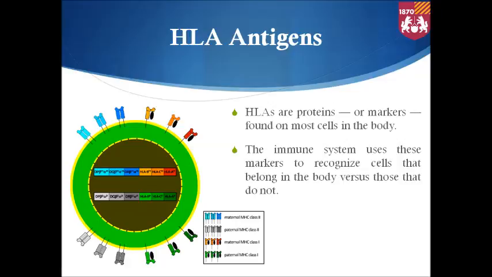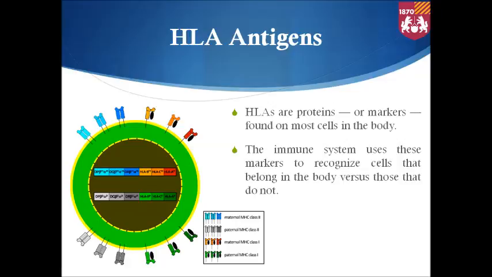This cartoon basically represents our cells, and our cells have surface markers or proteins that are spiking out of the surface. HLA antigens stand for human leukocyte antigens, and they are a type of protein present on almost all types of cells in our body. And the immune system uses these markers to recognize cells that belong to the body. This way, the immune system will keep them alive and differentiate between cells that come from outside the body.